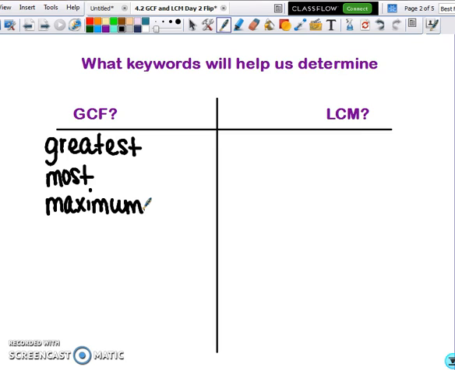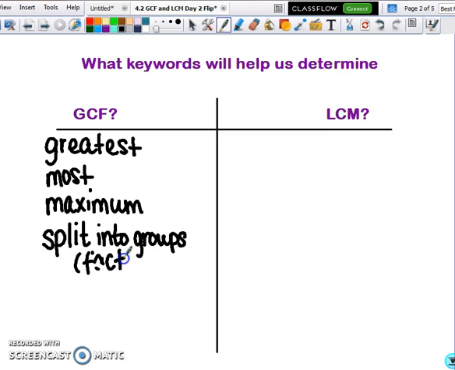But there are also those special problems that don't have the keywords, and a lot of those deal with when we split anything up. Because we're dealing with factors, if you split something into groups, or perhaps you're arranging things into groups, anytime you have something split, it is dealing with GCF, because we're dealing with factors, not multiples, and factors are division.